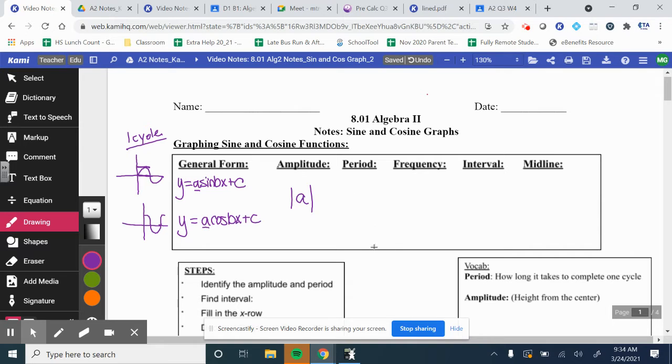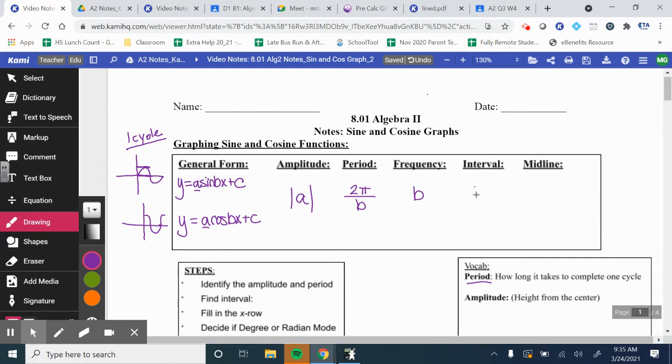The period is how long it takes to complete one cycle. And actually some of your vocab is right over here. So the period is how long it takes to complete one full cycle. And that's really important to remember that definition as well, because it helps us out with a lot of other problems. The frequency we call the letter B. So that comes right after sine or cosine.